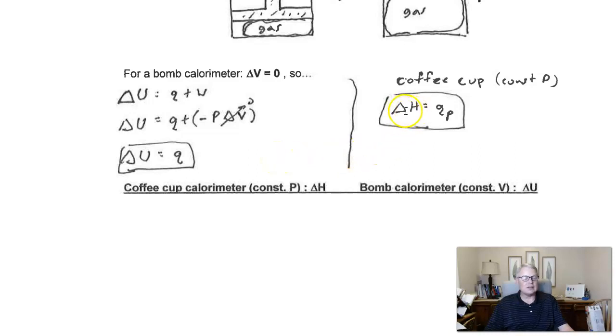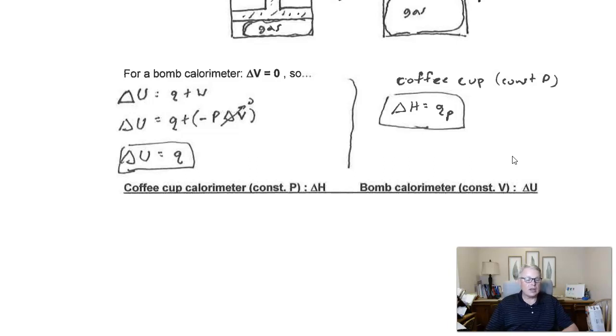Delta H is defined as Q at constant pressure. That would be like your coffee cup calorimeter, because that's kind of open to the atmosphere, so you have a constant pressure situation rather than a constant volume situation. So, moral of the story: when you're doing a coffee cup calorimeter problem, which is constant pressure, you're actually measuring delta H. When you're doing a bomb calorimeter problem, technically, you're not measuring delta H. You're actually measuring delta U, because that's a constant volume process.